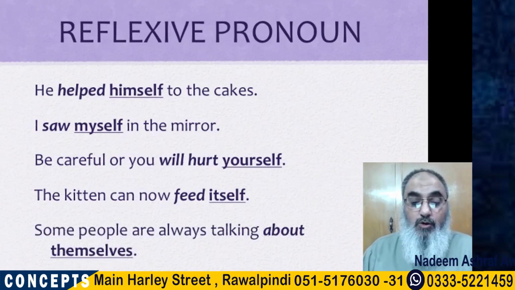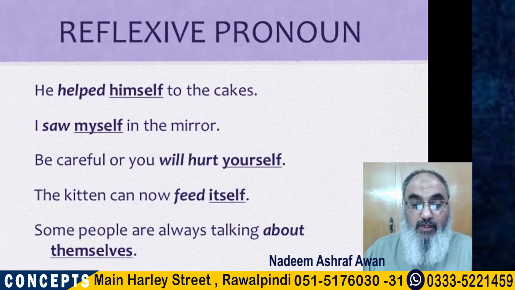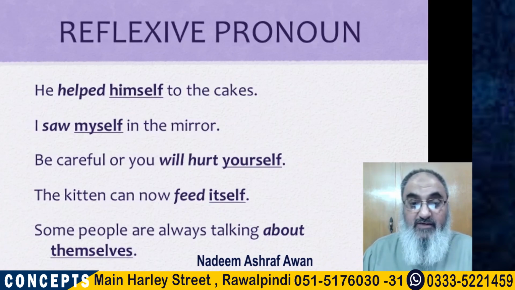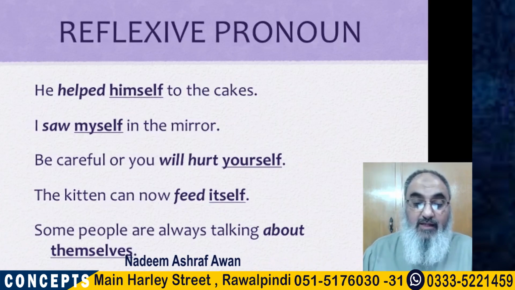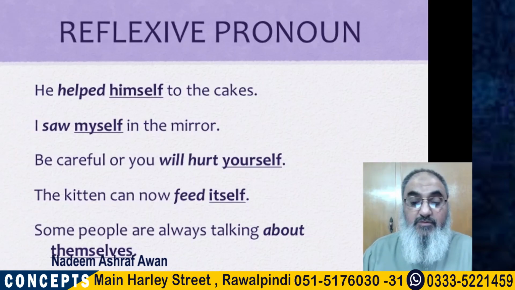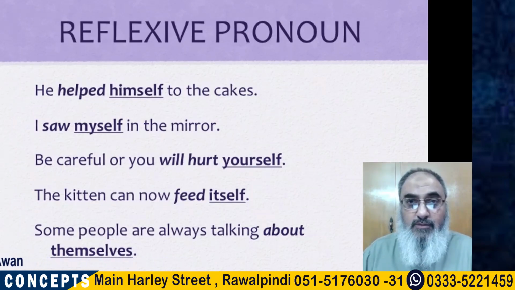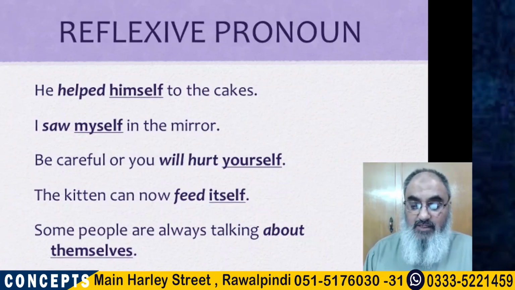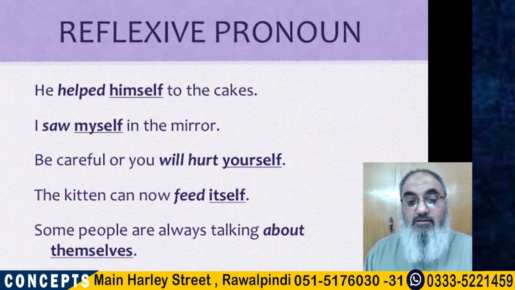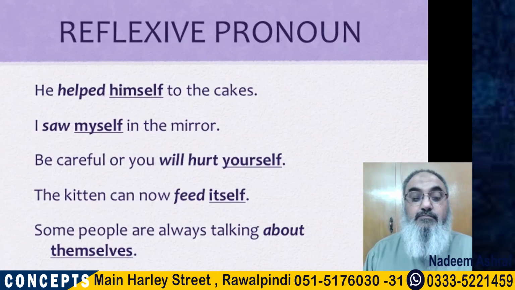Some people are always talking about themselves. Now here the verb is talking, but talking is an intransitive verb. It doesn't have any object. Themselves is the object of the preposition about. Some people are always talking about whom? They're talking about themselves. So themselves is the object of the preposition in this case, and because it is the object of the preposition, it is a reflexive pronoun.